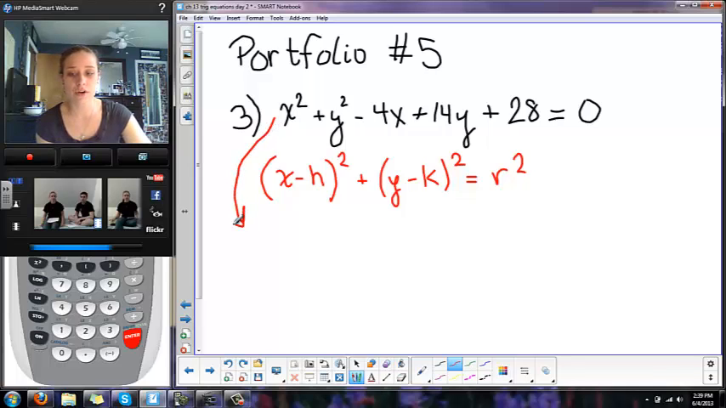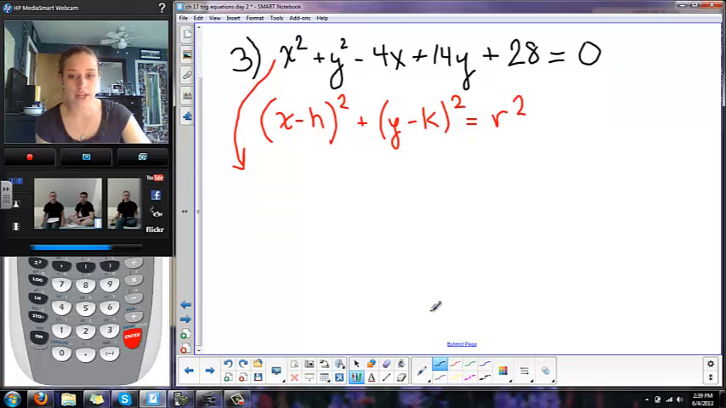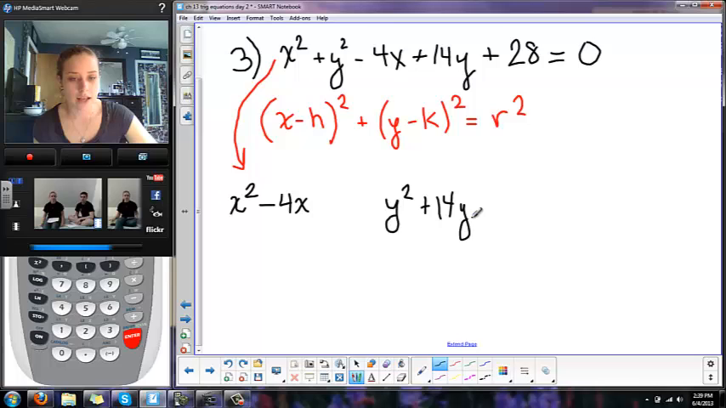So this is what I want you to do. I want you to get all of the x values written together. So I'm going to write x squared minus 4x. And I'm going to leave a little bit of a space in between for the y's. So then over here, y squared plus 14y. And then the last thing that I want you to do, leave another little space, and move the constant over to the other side. So you're going to subtract 28 from both sides. So this is going to be a negative 28.